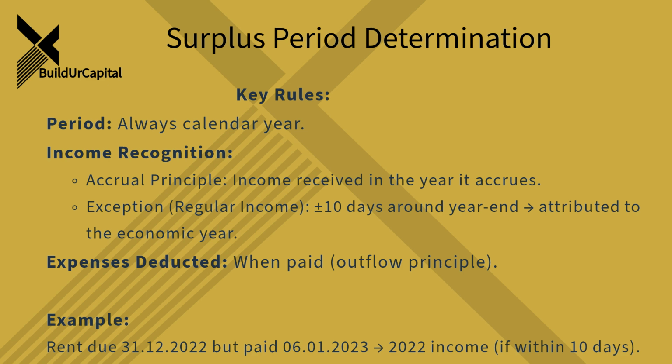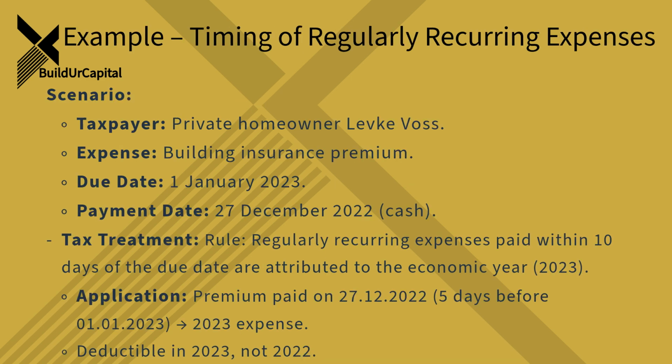So that plus-minus 10-day window around the year end is key for regularly recurring income and interest. Same logic. The example: interest is credited to your account December 31, 2022. Doesn't matter if you don't see it in your passbook until March 2023. It's 2022 income because that's when you economically got access to it, when it was credited. Exactly right. Does this same short period attribution apply to regularly recurring expenses like insurance?